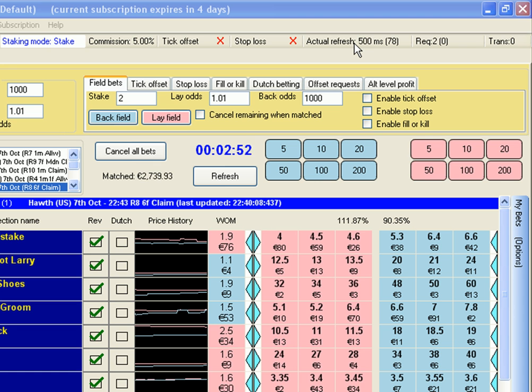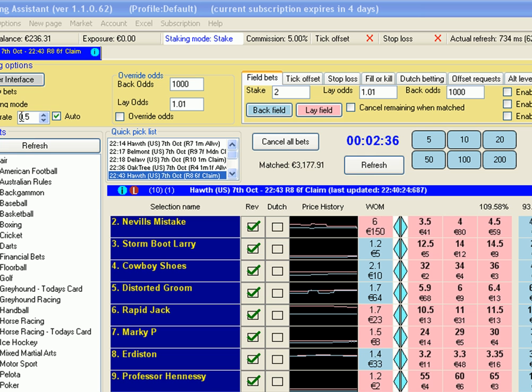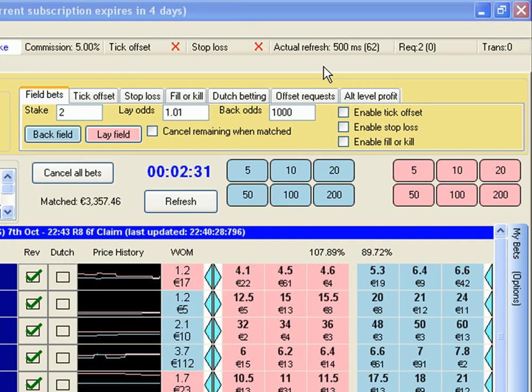The numbers going across the side here that you can see flicking up and down are my actual refresh rates, which is how fast this application is getting onto Betfair to find out the new prices. So if you can see over here, I have it set automatically to 0.5. So every half a second it goes off and looks for information. So this is the actual time that it does it. It's jumping anywhere in and around 500, but sometimes it takes a little bit longer, sometimes it happens faster. My average request is 2 requests per second, which is what you'd expect.